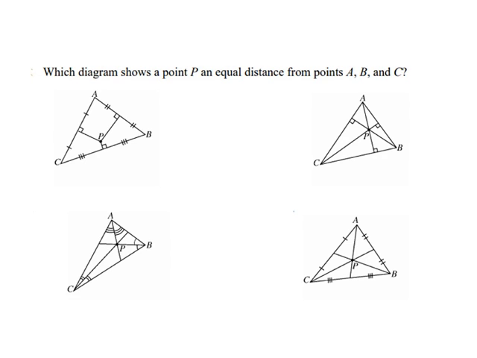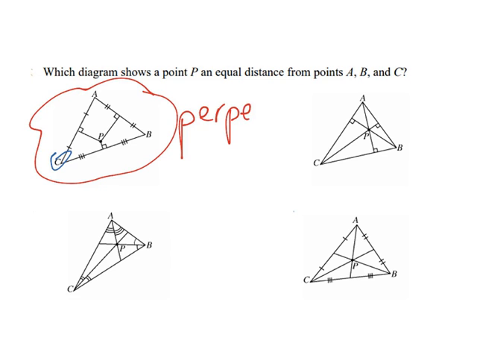You're asked to point out which diagram shows a point P an equal distance from points A, B, and C. Okay? There are different kinds of bisectors, different kinds of centers going on here. But the one that I know for sure is definitely going to be where it shows P is equidistant, right? Equal distance. So equidistant says that A, B, and C must be equally distant from point P. I'm going to show you here, this is actually the correct answer because of perpendicular bisectors.